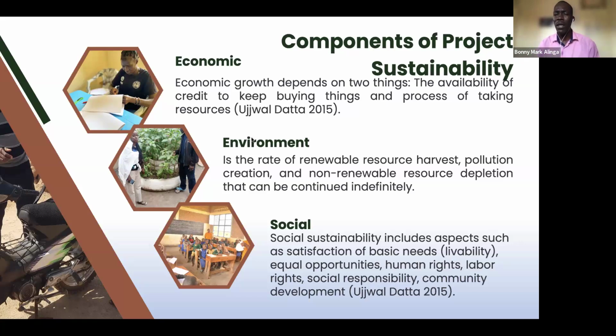And the third important component, and perhaps the most pivotal also, is the social sustainability of a project. Now, social sustainability includes the aspect of satisfaction of basic needs, equal opportunities, human rights, labor rights, social responsibility, community development, and involvement. So when you miss out this component in your project, then you risk losing your project.